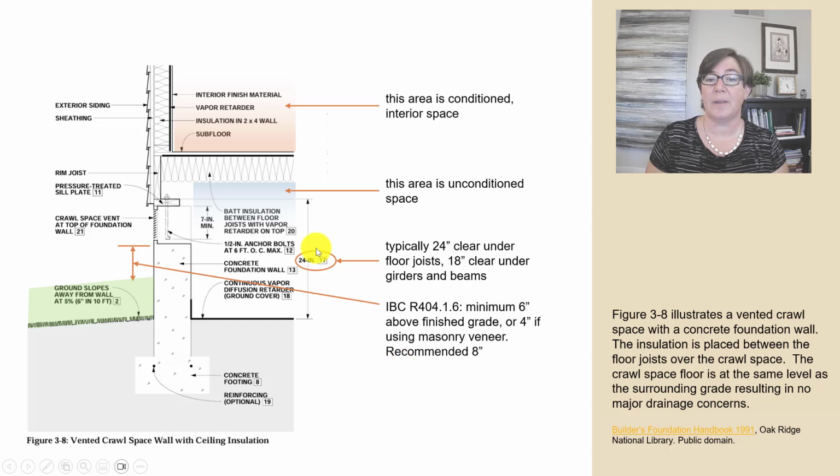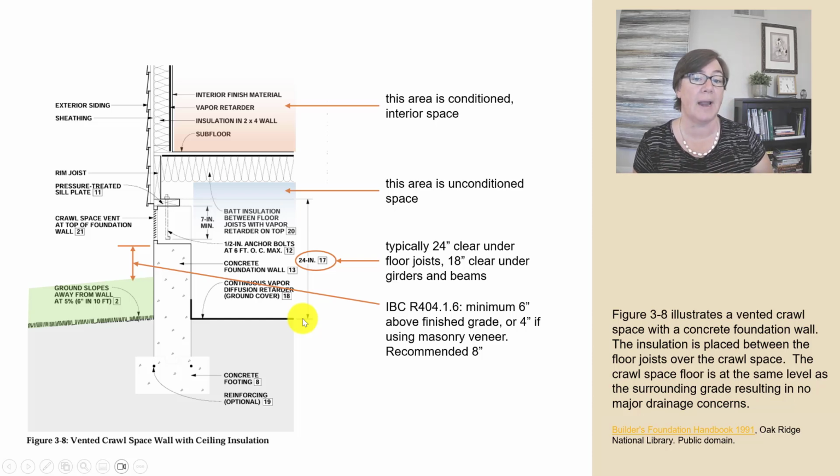The second note here is this distance. We've got a distance from the bottom of the floor joists to the soil here. And typically we want 24 inches clear under the floor joists, although it can get as small as 18 inches clear under some of the larger items like girders and beams. And that's for access. That's how much room somebody takes to crawl under that crawl space, literally.